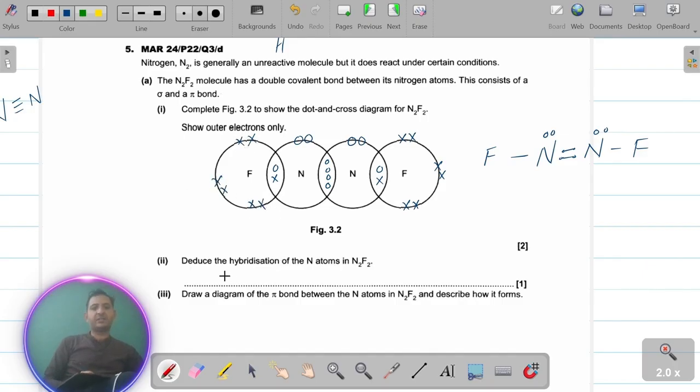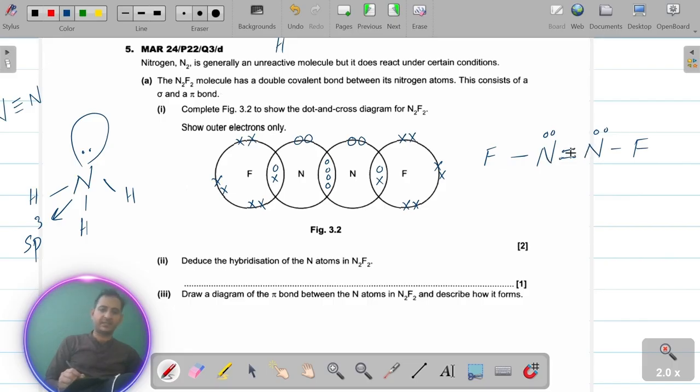Okay, deduce the hybridization of the N atom in N2F2. Normally, when we see the structure of ammonia, we can say nitrogen is bonded with three atoms and one lone pair. In the ammonia case, it is sp3. But here, nitrogen is bonded with a double bond, and I already explained this in the hybridization topic. So now it is sp2. When it is making a double bond, it is sp2.